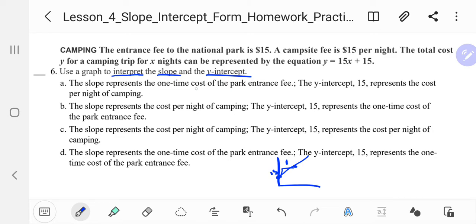The slope represents the one-time cost of the park entrance. So is slope a one-time cost? No. Slope is a repeating cost. The slope represents the cost per night. Okay, the y-intercept 15 represents the one-time cost for the entrance fee. So is the y-intercept the one-time cost? Yes. Is the slope the repeating cost per night? Yes. So there we have it.